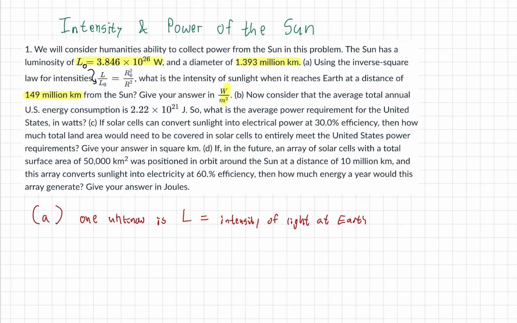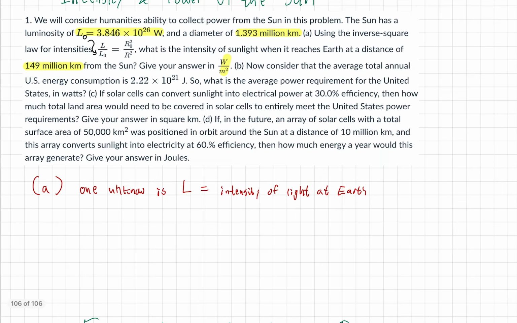So when you think about this, you're simply going to put in the right units and solve for the luminosity at Earth based off the baseline luminosity and the two radii.